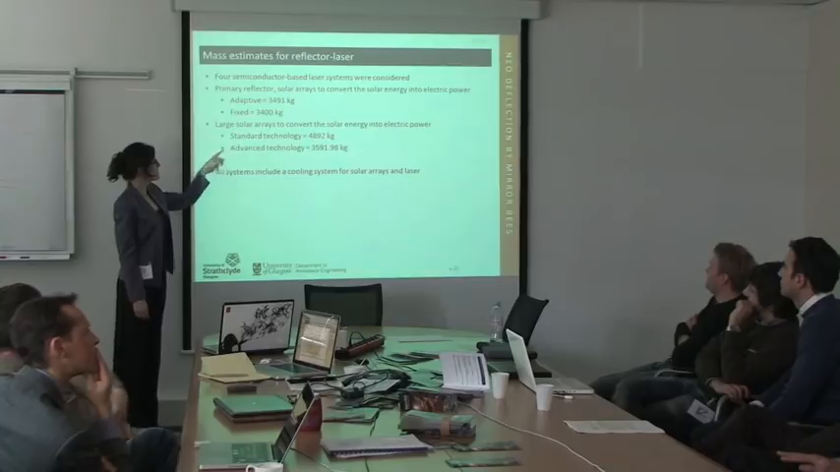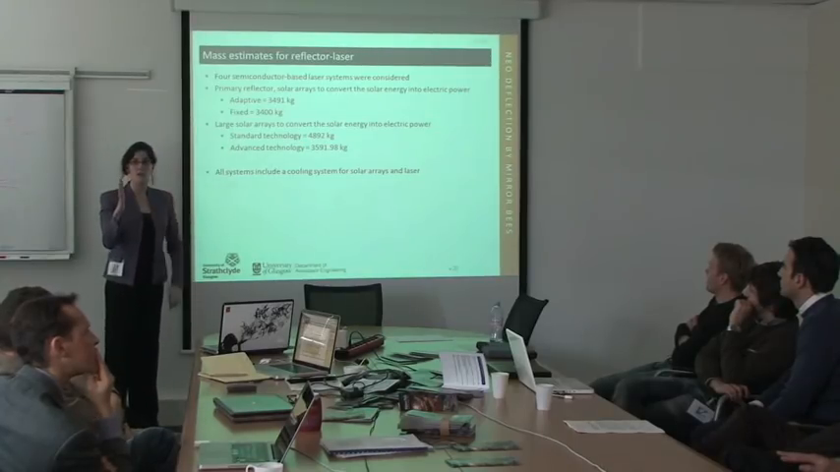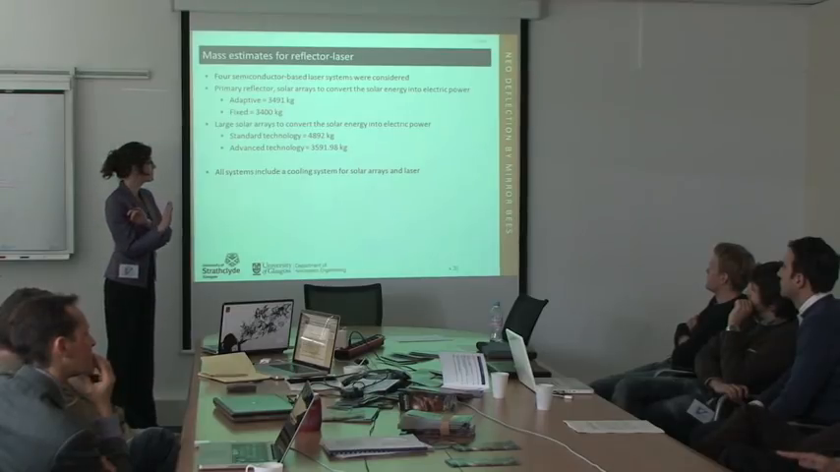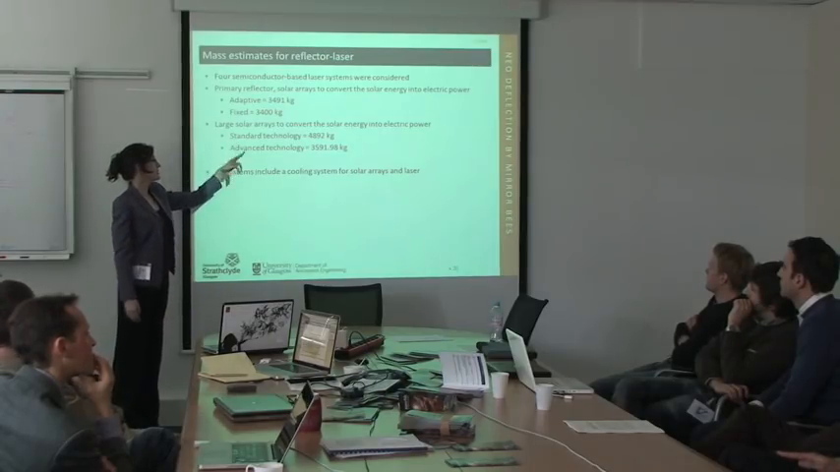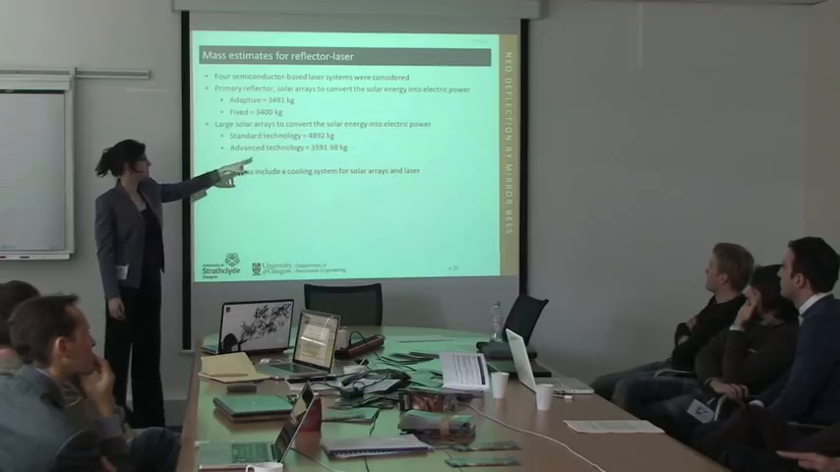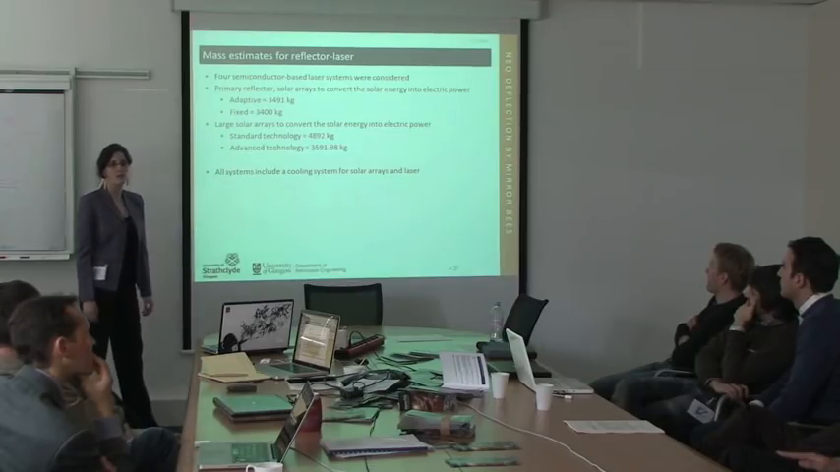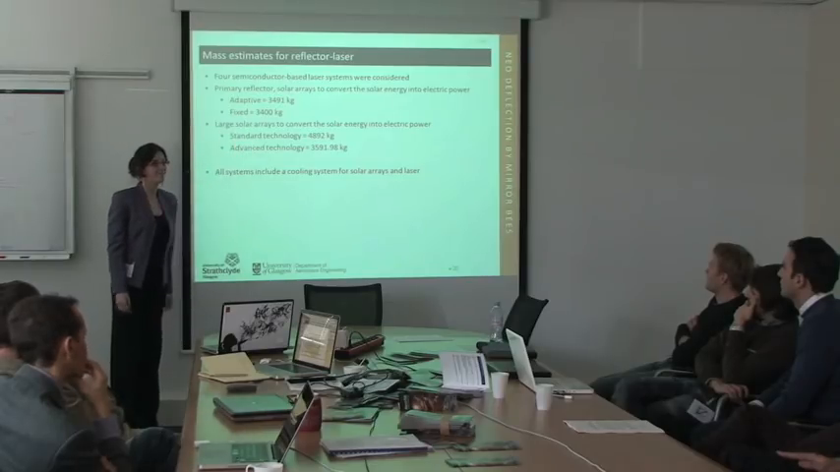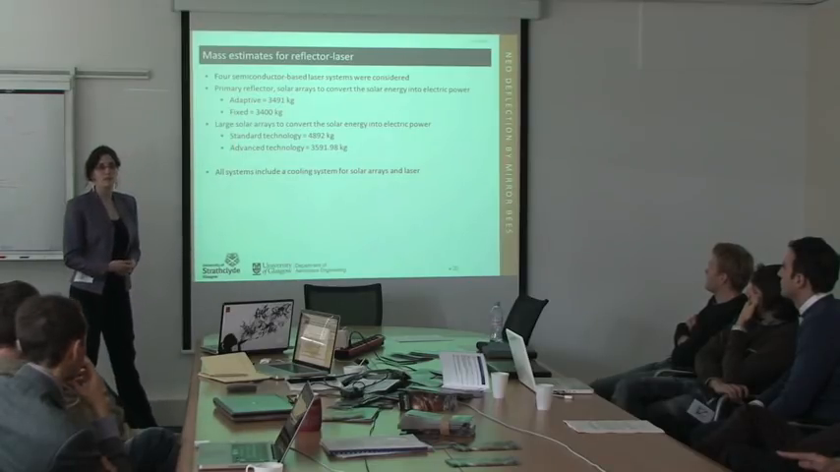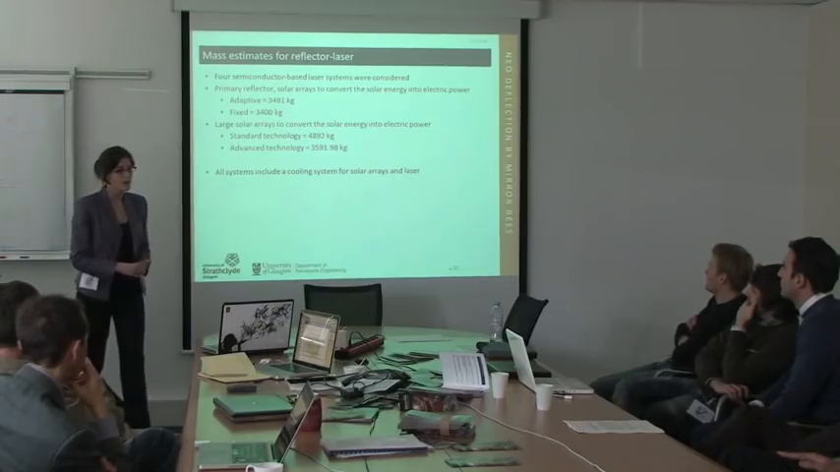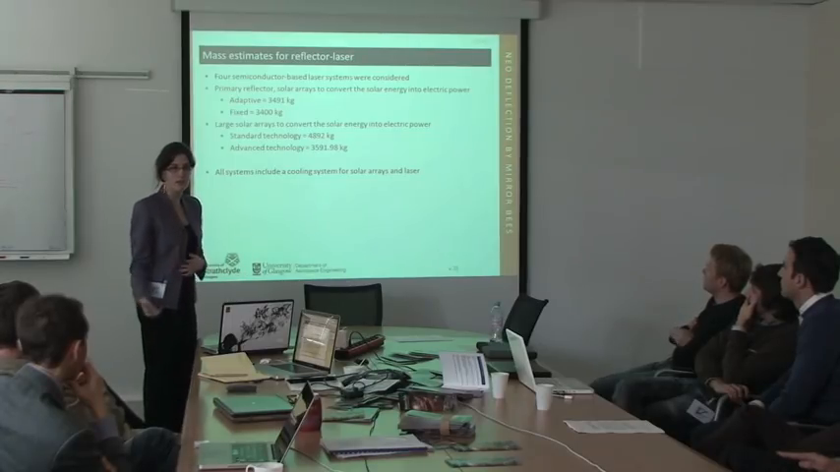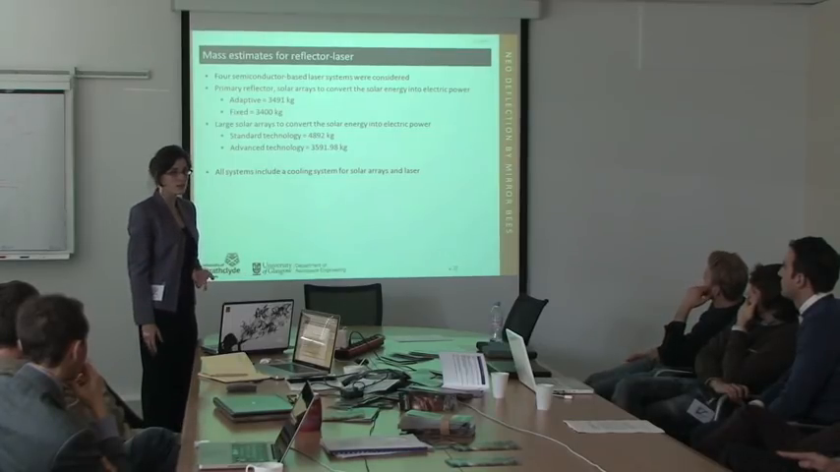We also did 2 solar arrays. This is actually with the solar arrays flat into an indirectly pumped laser. This is with standard technology now. This is with predicted advanced technologies, roughly about 1,000, 1,500 kilogram difference. We were looking at these just because we were curious what the actual mass difference was between that and a more reflective mirror concept. All the masses include cooling system for solar arrays, lasers, cables, reflectors, radiators, etc.